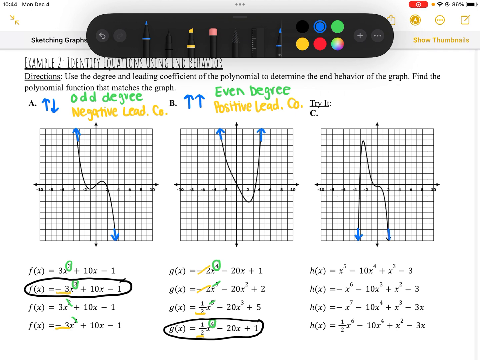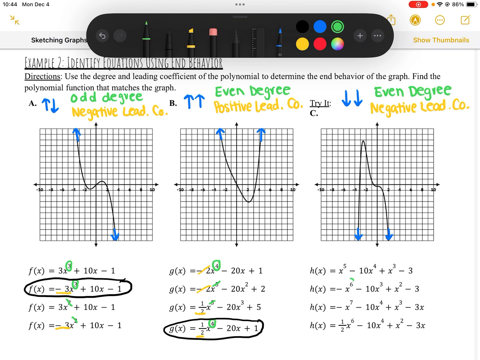My end behaviors for this graph are both pointing down. Since they are both pointing in the same direction, it is going to be an even degree. And they're both pointing down. Down means it's going to be a negative leading coefficient.